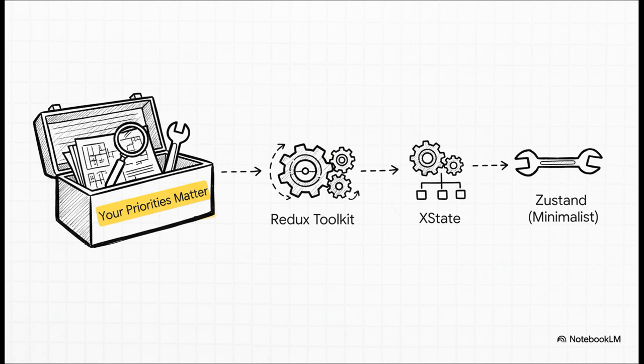But, and this is super important, this doesn't mean you should just blindly pick Zustand for everything. The right tool always depends on the job. If you're on a huge team that needs a very strict structure and really advanced debugging tools, something like Redux Toolkit might actually be a better fit. If you're building something as incredibly complex as, say, the Figma editor, then the state machine model from XState is probably exactly what you need.